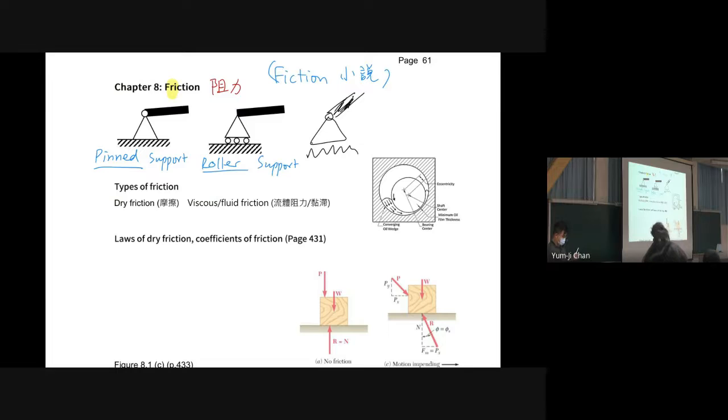And this is called dry friction. If we put a bit of force there, it will not move, and if we push very hard, it will move. This is one type of friction, and this is the type of friction we talk about here in this course.